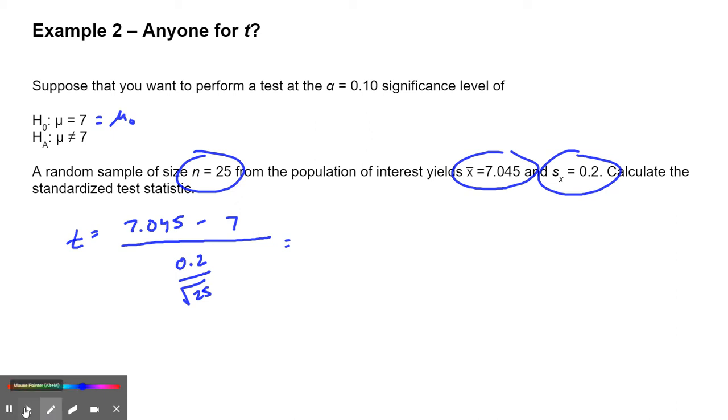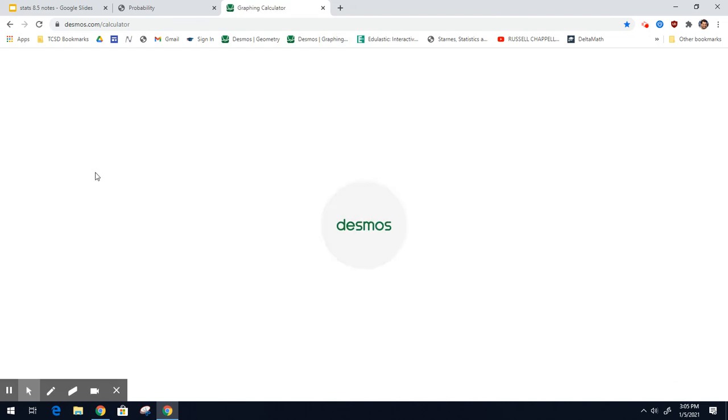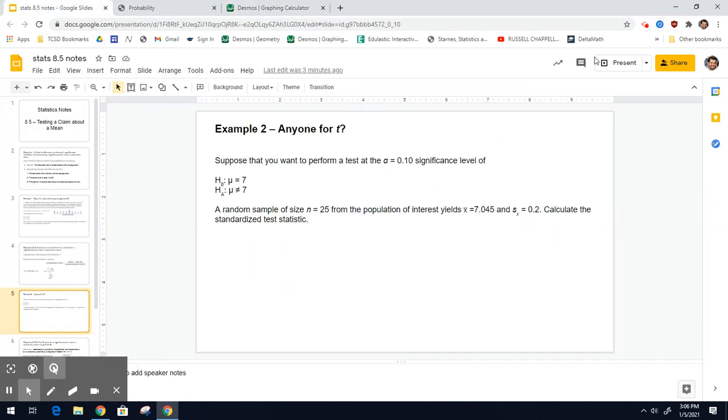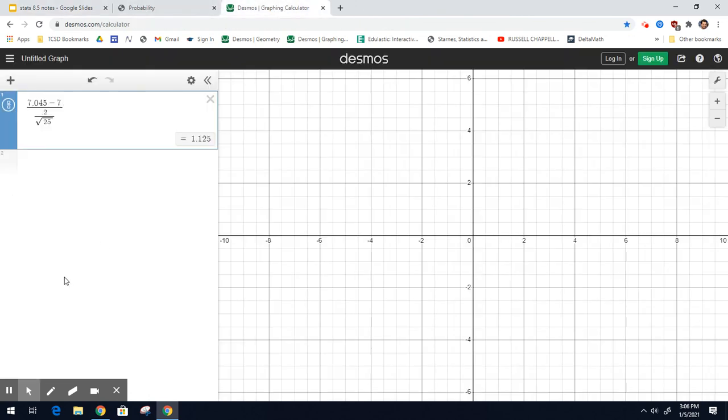Okay, so let's go there now. Desmos graphing calculator. So it was fraction 7.045 minus 7 divided by fraction 0.2 all over the square root of 25. And there I go, 1.125. How nice is that? Very rarely does it end nicely like that, but this is just that one chance. So that's your t-value of 1.125.